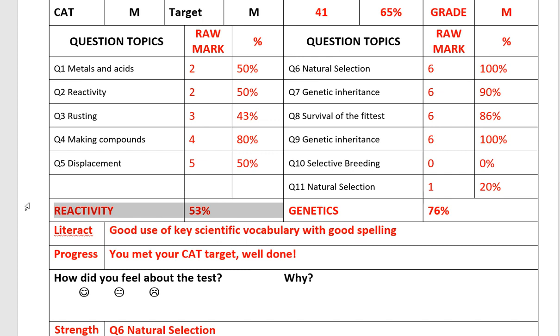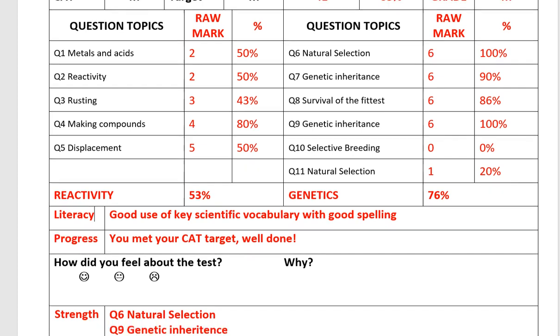They also receive a literacy target that tells them how they did. So this student has used good use of key scientific vocabulary with good spelling throughout the paper. That's really important to ensure the students maximise their literacy.